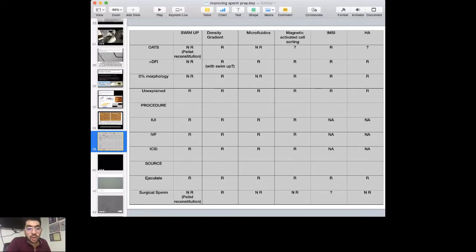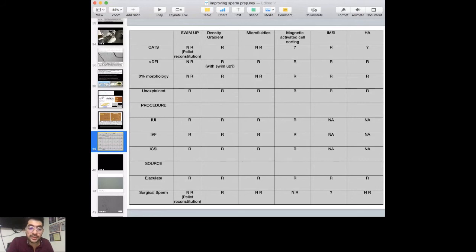So this is based on the kind of sample that you have. Now, based on the kind of procedure that you're doing. For IUI, you can do swim up, density, microfluidics, MACS, whatever you want to do based on the kind of sample that you have. For IVF, again, all can be done. For ICSI, again, all can be done. The source of the sample, for the ejaculate, you can do everything.